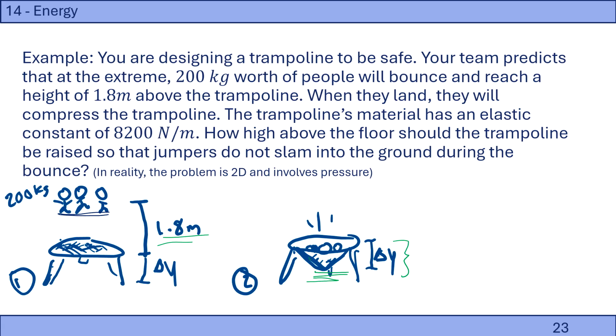The trampoline's material is elastic, and it has a k value. It has a k, k being the spring constant, not the kinetic energy, of 8,200 newtons per meter. And so how high above the floor should we build that trampoline so that they don't slam onto the floor? This was pretty tough. I think you want to make sure that you are explicit about where your origin is, and I think I would choose my origin to be here, below delta y.